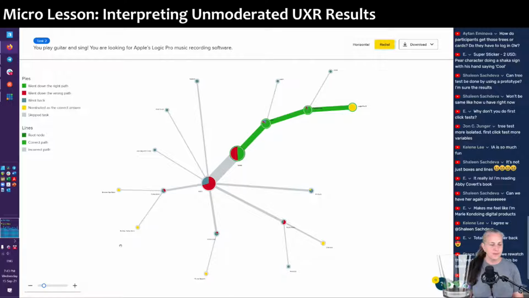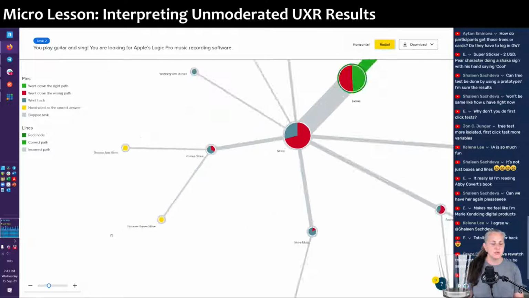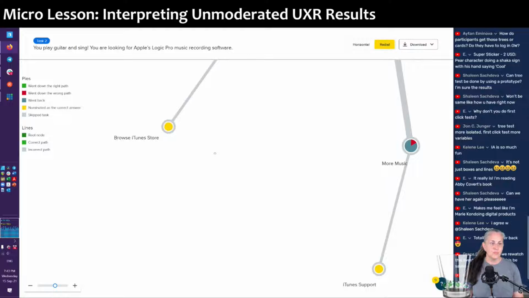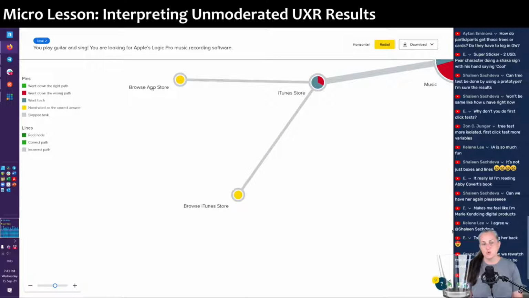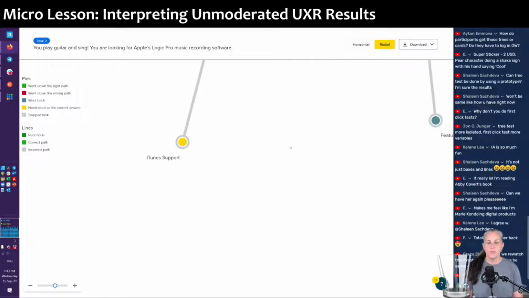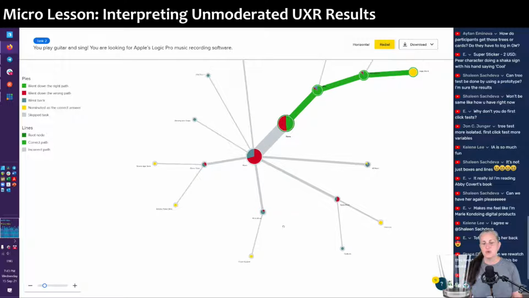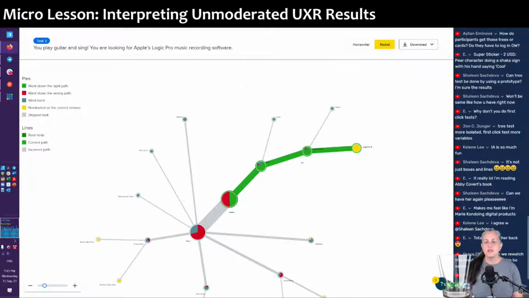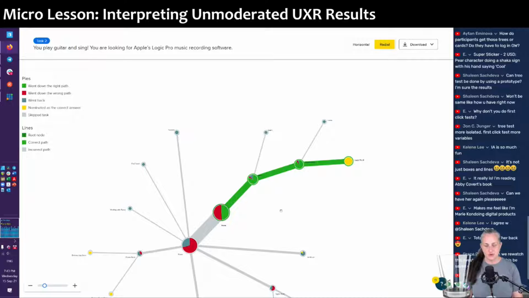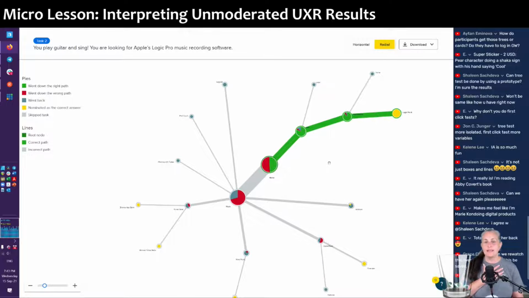But again, you can see these were desperate, I give up answers like iTunes support and browse iTunes store. Browse App Store, I mean, is not a bad answer. Eventually, if you browse the App Store, you might find an app called Logic Pro. But I think we can see that in some cases, people are just desperate and give up.